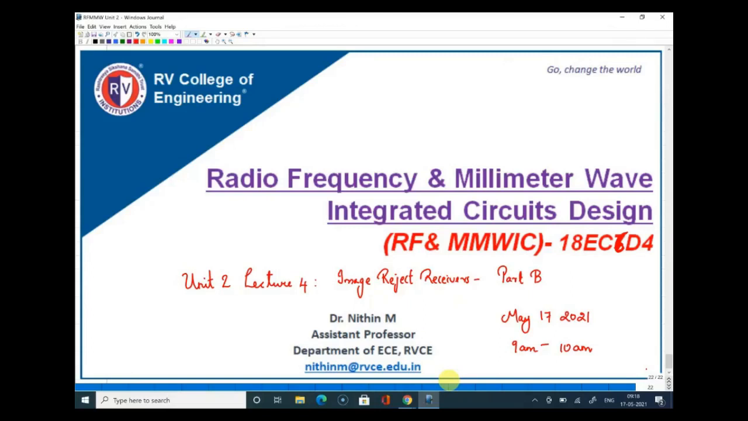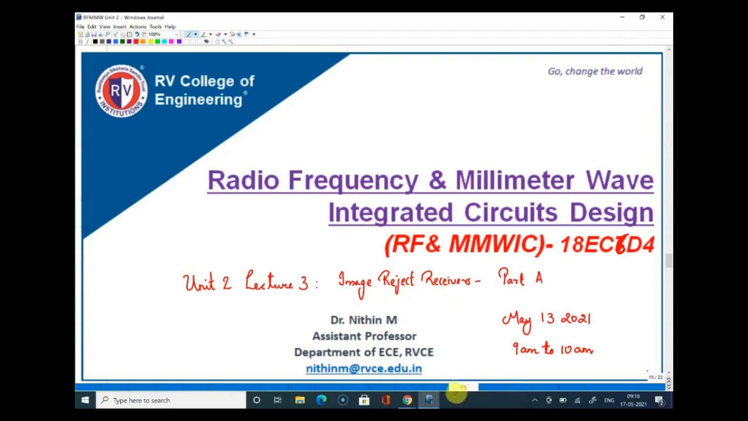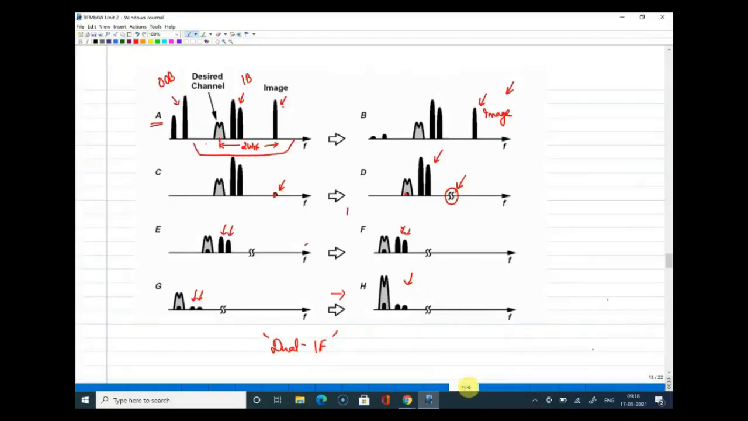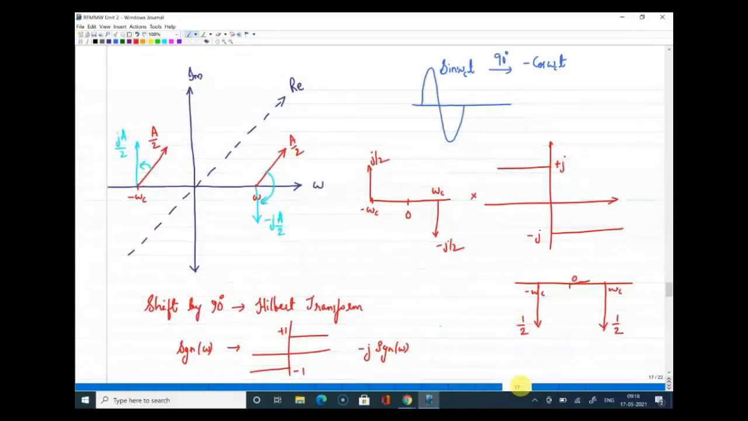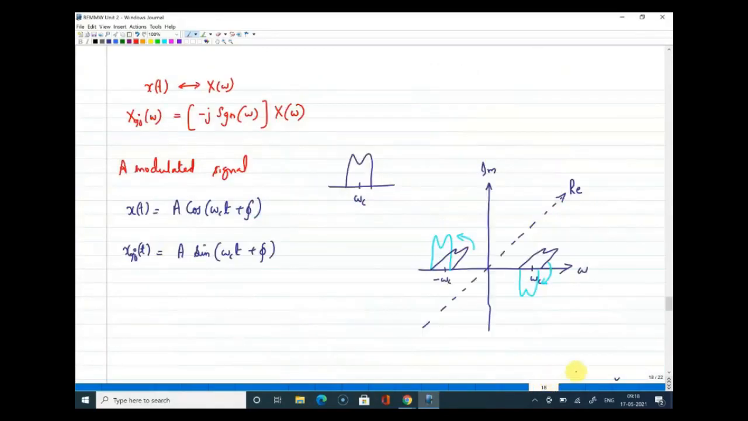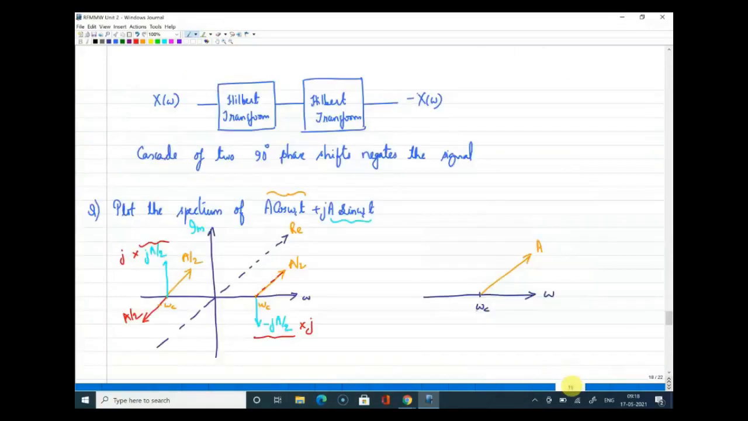Later we started discussion on image reject receivers by looking at what is meant by the 90-degree phase shift operation, how we can do that, and how we plot the same on a real imaginary axis across frequency. We also saw how we can perform such operations and plot the spectrum. And we saw that the basic operation happening in a 90-degree phase shift is the Hilbert transform.